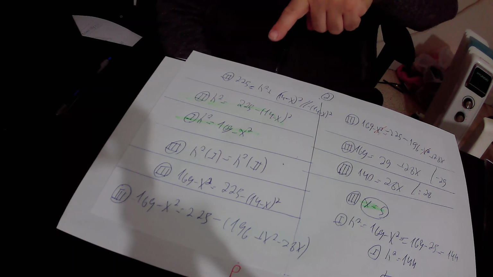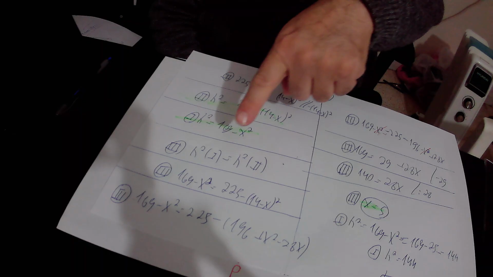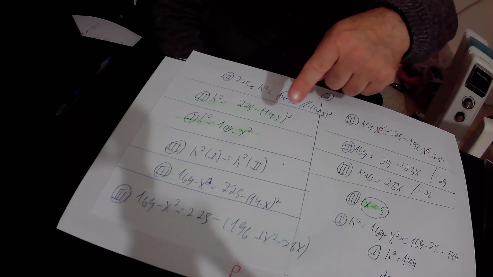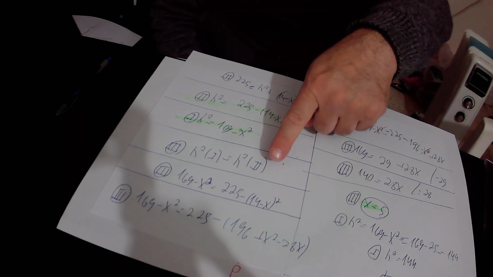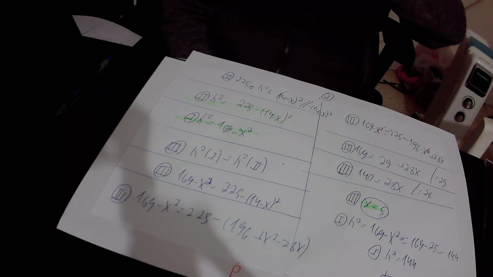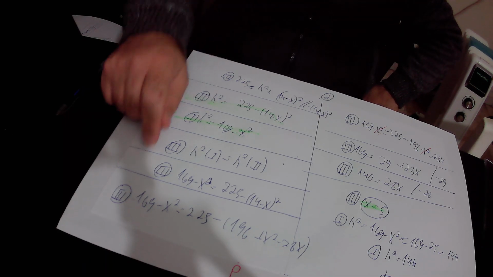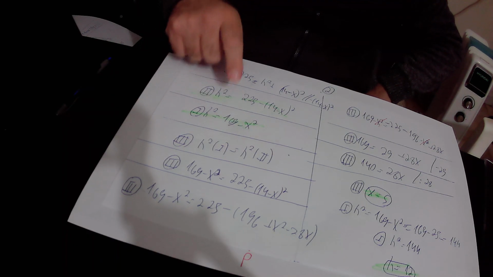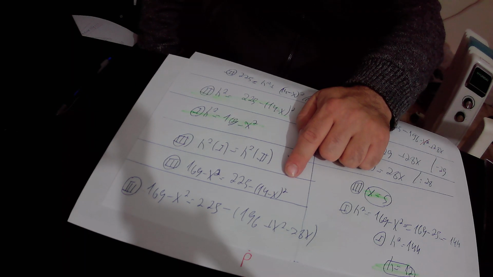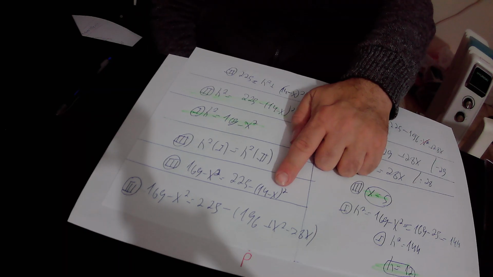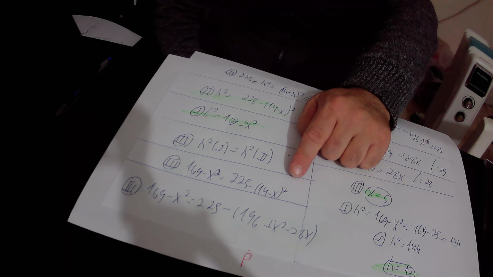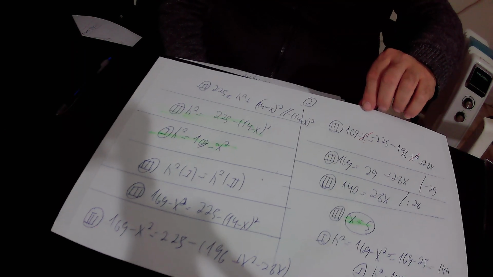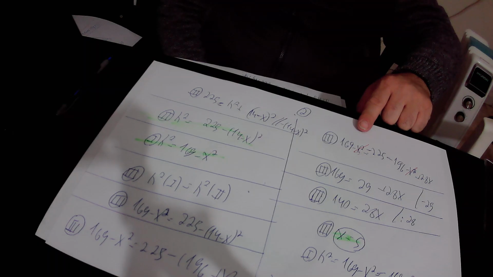8 square according to equation number 1 equals 169 minus X square, and it must be equal to 8 square according to equation number 2. 8 square according to equation number 2 equals 225 minus 14 minus X square. So according to equation number 3, we found out that 169 minus X square equals 225 minus 14 minus X square. 14 minus X square equals 14 square, that is 196, plus X square minus 2 times 14X, that is minus 28X.